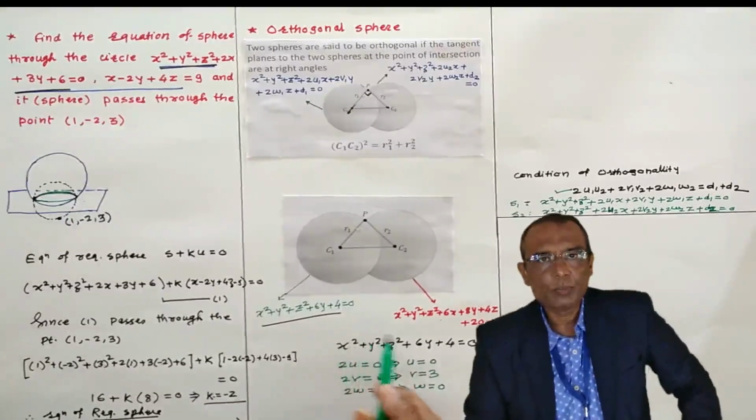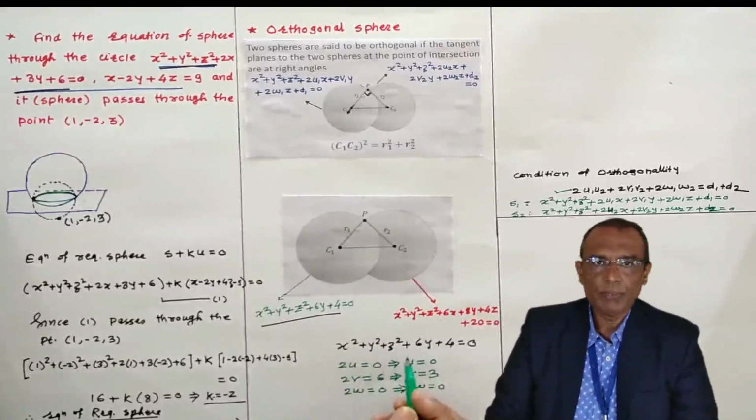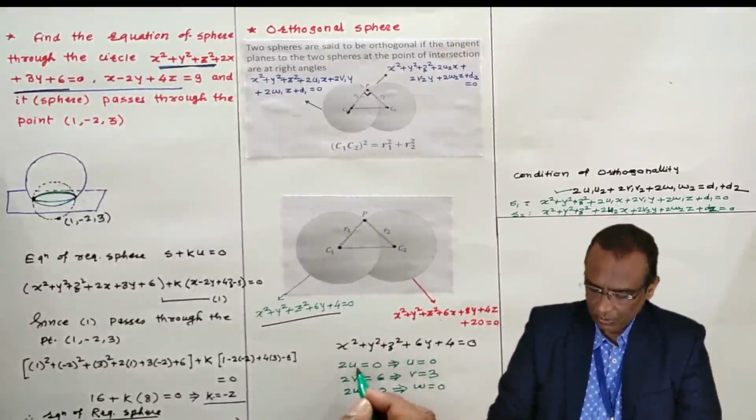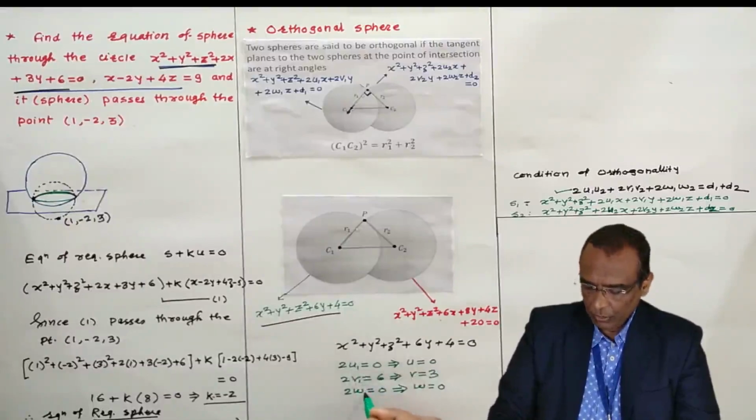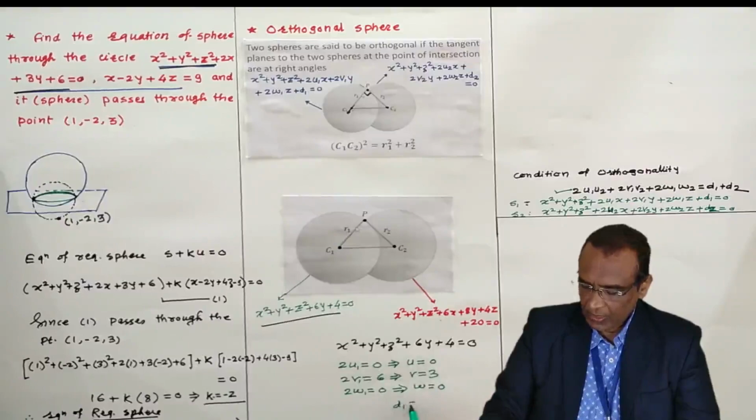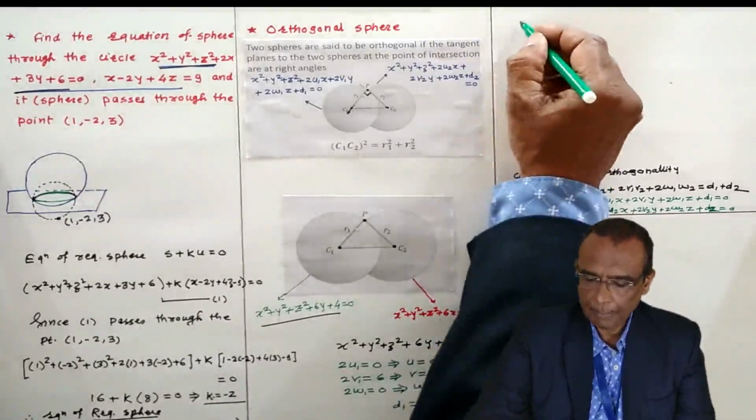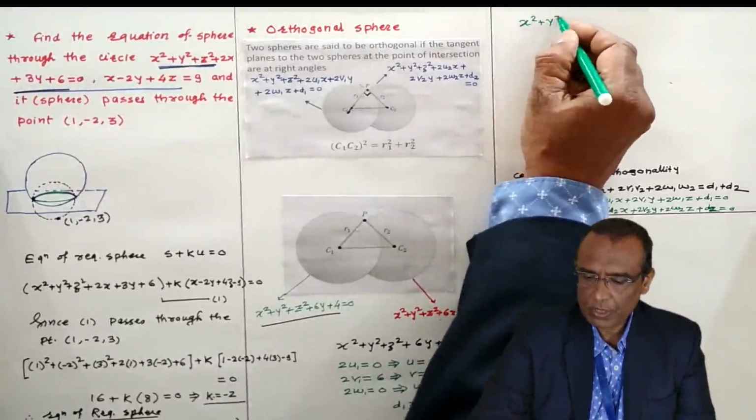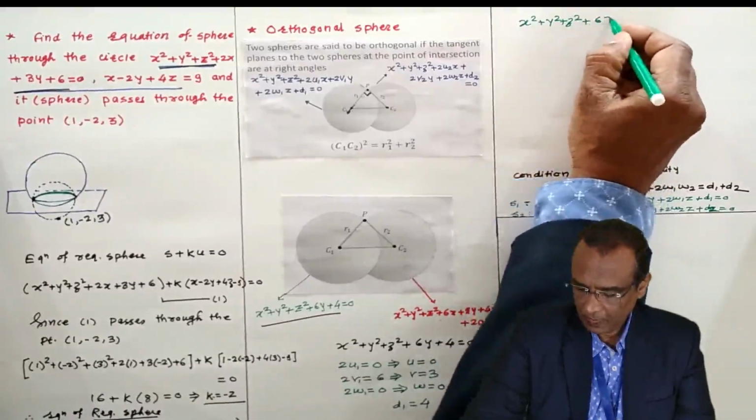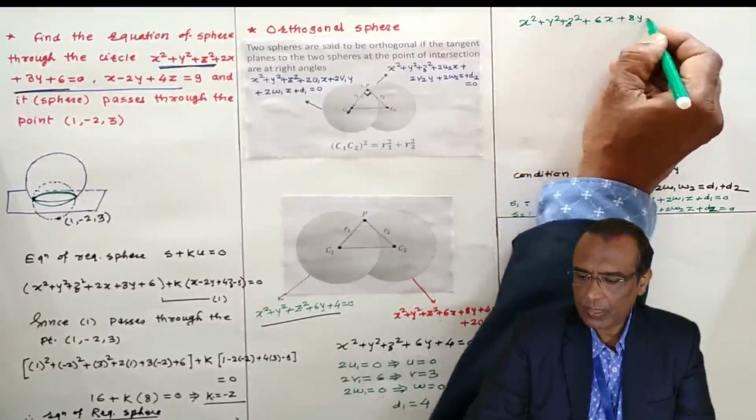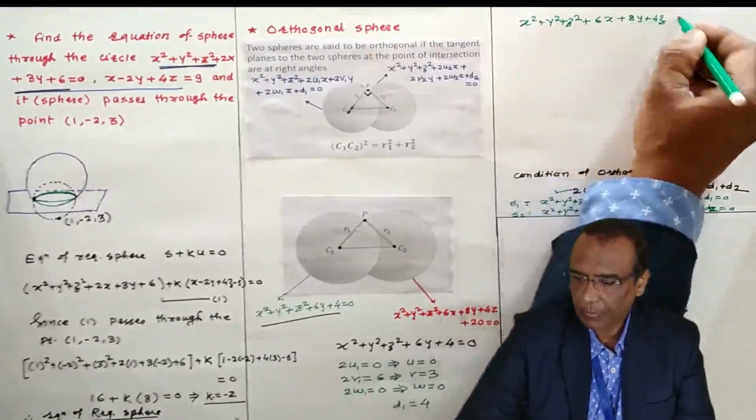But here we have two spheres, therefore u1, v1, u2, v2 and w1, w2 I will be using. And here d1 is what? d1 is 4. Now for the second sphere: x square plus y square plus z square plus 6x plus 8y plus 4z plus 20.